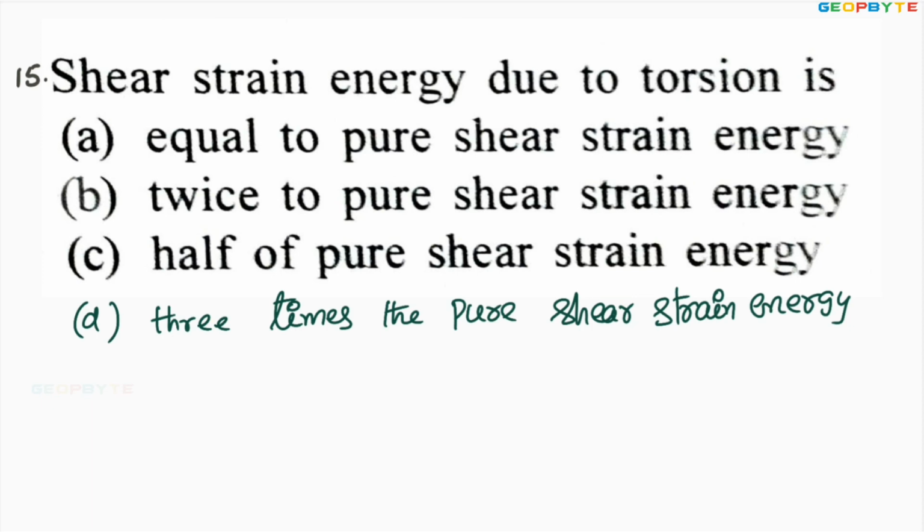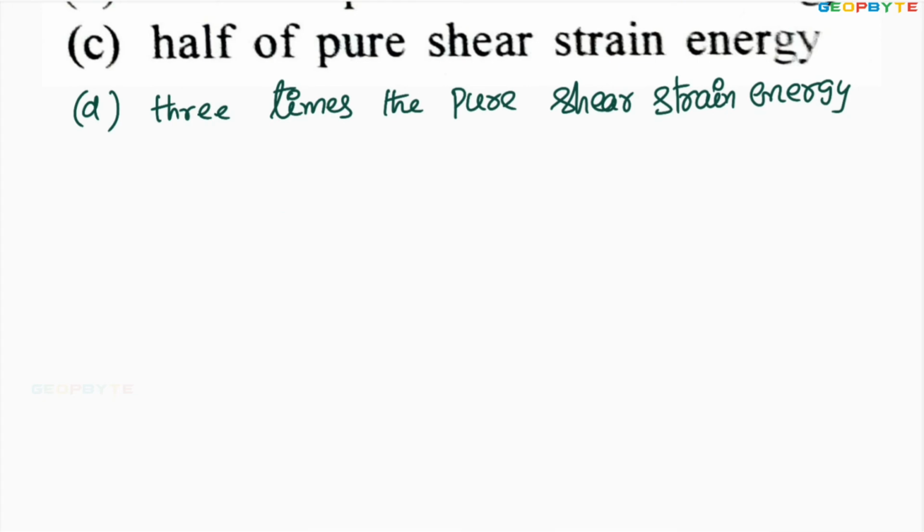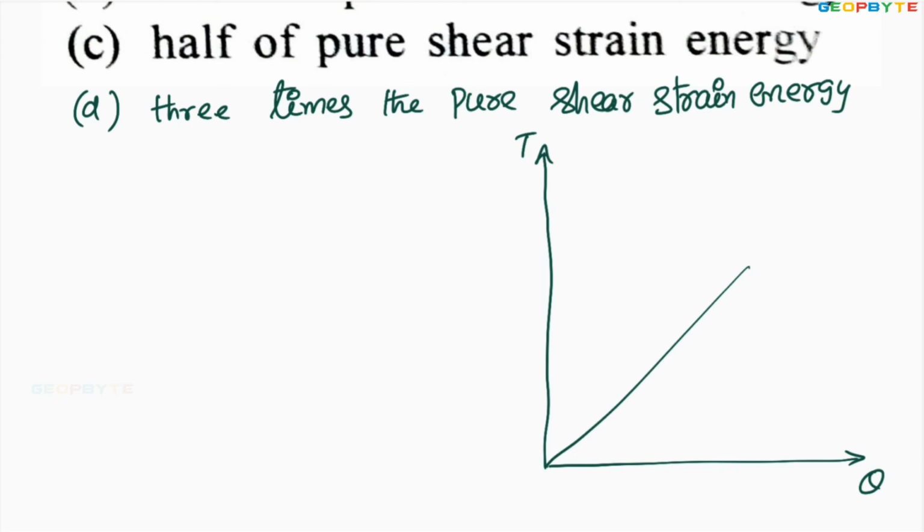The shear strain energy due to torsion can be decided like this. Let us take the torque versus angle of twist. Since the torsion equation is valid within the elastic limit only, up to the elastic limit the torque is increasing along with the angle of twist like this. This is the elastic limit.